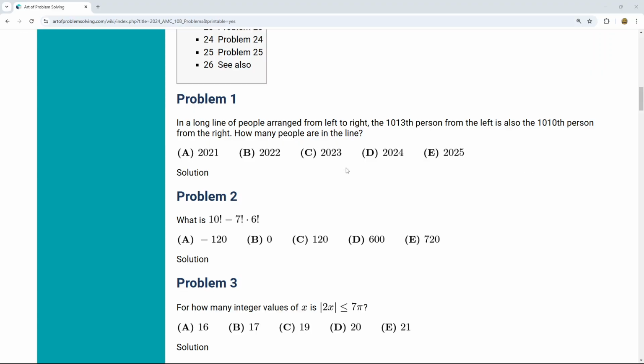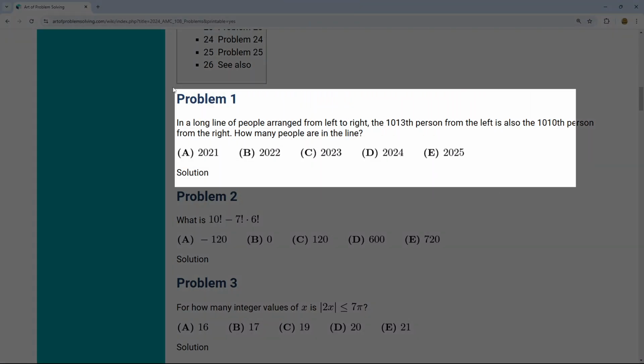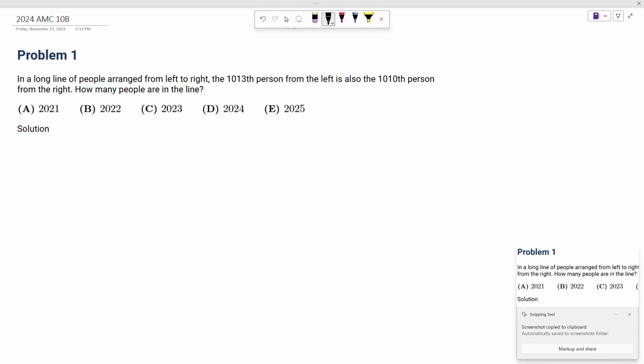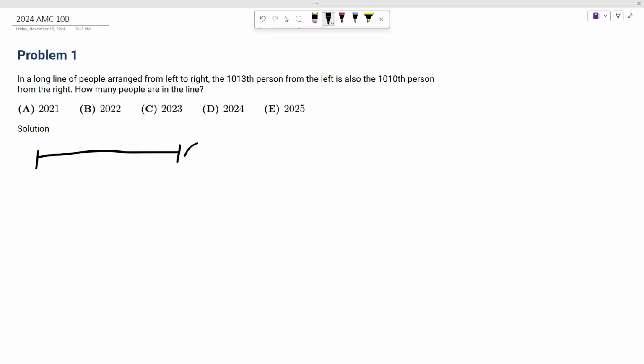All right. Problem 1. So this problem is saying, in a long line of people arranged from left to right, the 1013th person from the left is also the 1010th person from the right. How many people are on the line? So that one person is going to be this person right here.